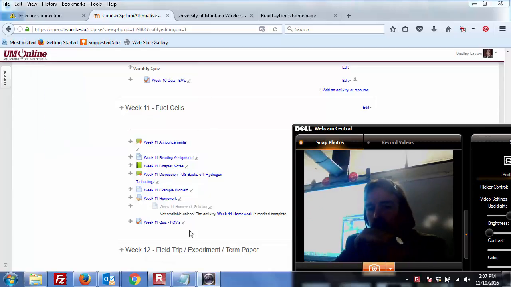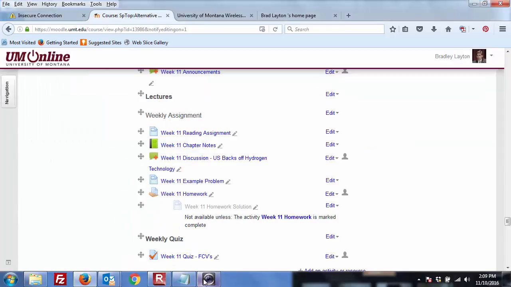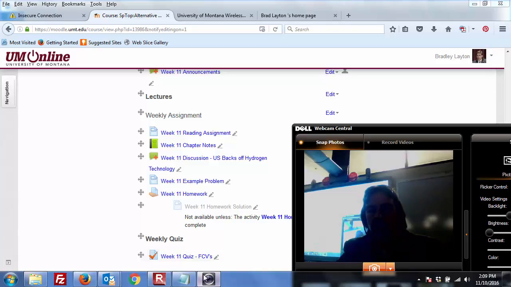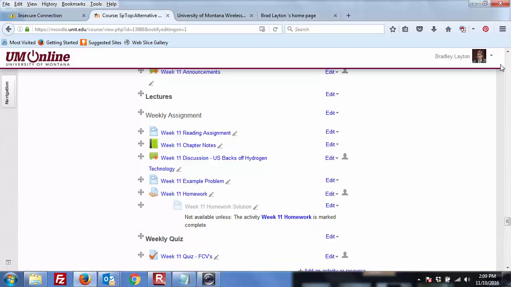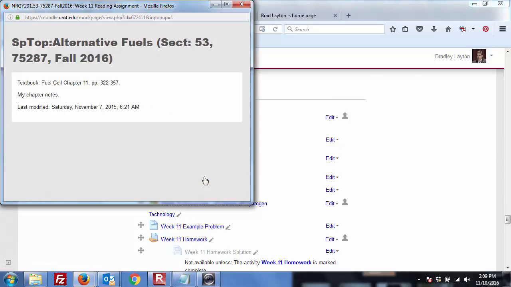Okay, so it's week 11, and we're going to do fuel cells. So let's get into the lecture here. I'm just going to move through the fuel cells. Fuel cells week. So here's the weekly reading assignment.